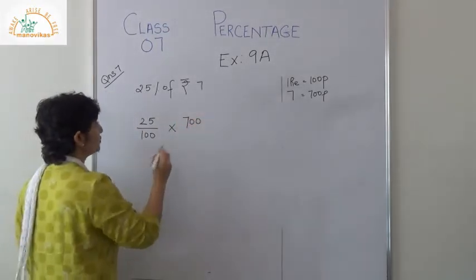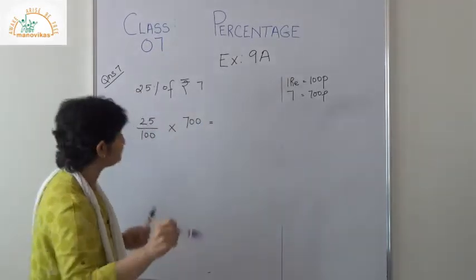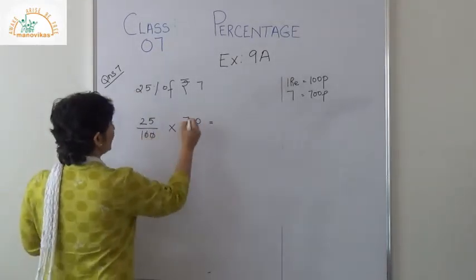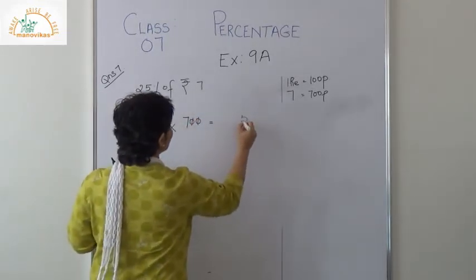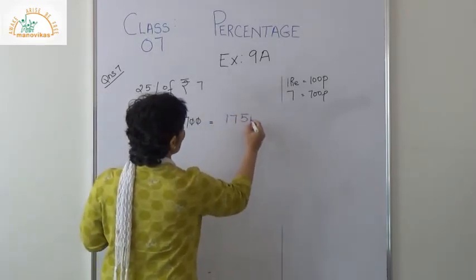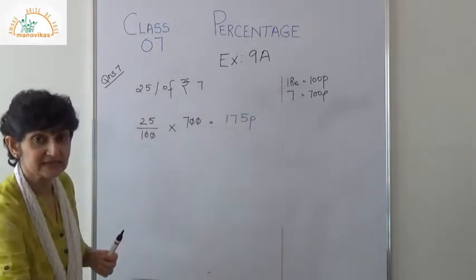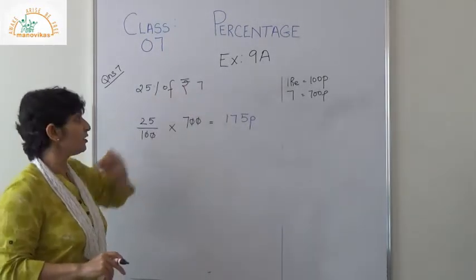Isn't it? So into 700. Correct? So when I reduce, what do I get, children? These two zeros will get cancelled with these two. So 7 5s are 35, 7 2s are 14, 15, 16, 17. 175 paisa. Right? But my question here was with rupees.